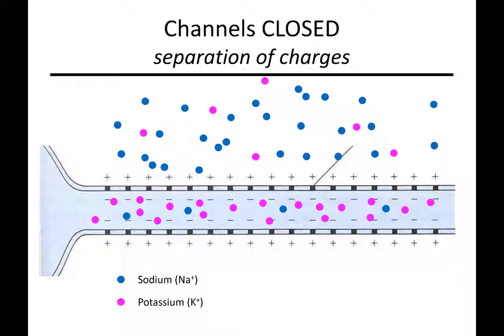So in this schematic, we can see the channels are closed, the charges are separated. What do we have a lot of in the extracellular fluid? Sodium. What do we have a lot of in the intracellular fluid? Potassium. So they're separated, channels are closed. This is known as resting membrane potential because the charges are separated, that's the potential. We're gonna be at about minus 70 millivolts.